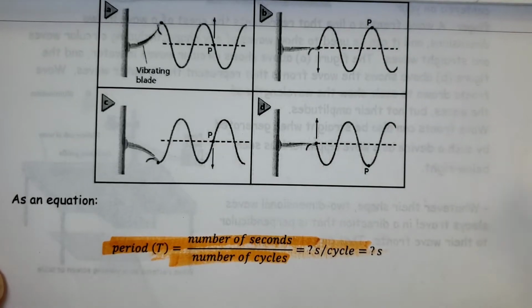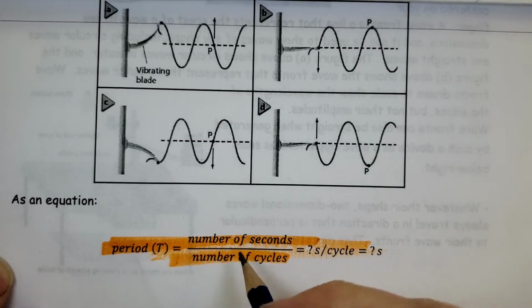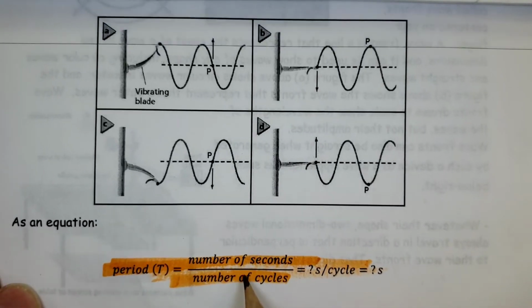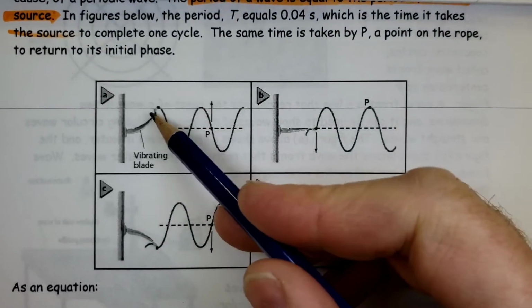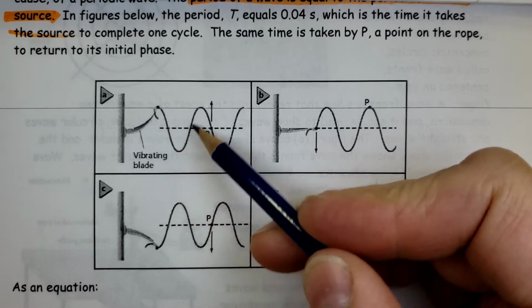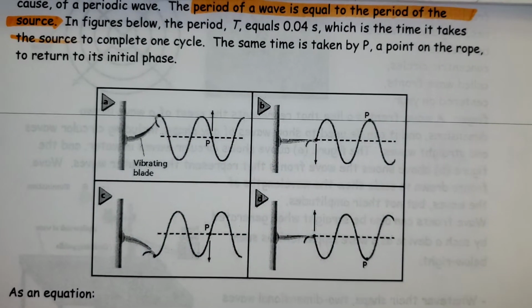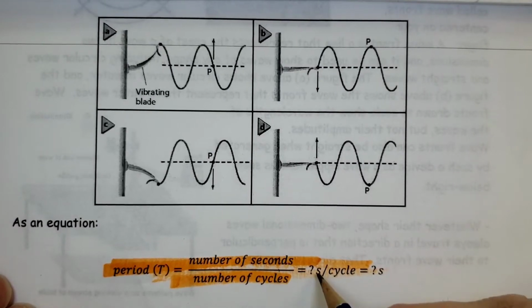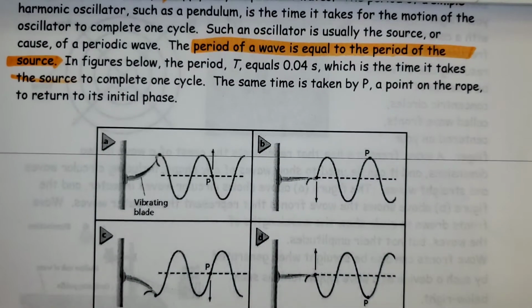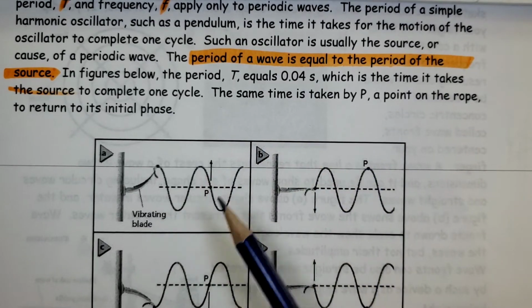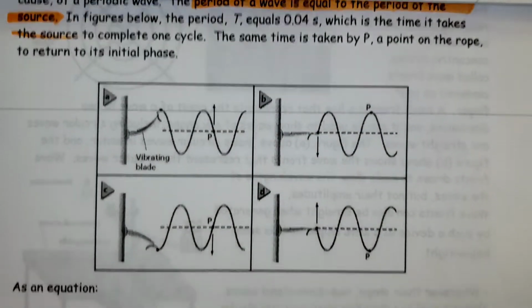So the period of a wave, symbolized big T, is equal to the number of seconds over the total number of cycles. One cycle is one complete movement of a wave. So from here to here would be one complete cycle, one complete wavelength. Now, of course, this is going to be seconds per cycle, or sometimes that's simply stated as seconds. If you look at our diagram here, it's illustrating that as well.